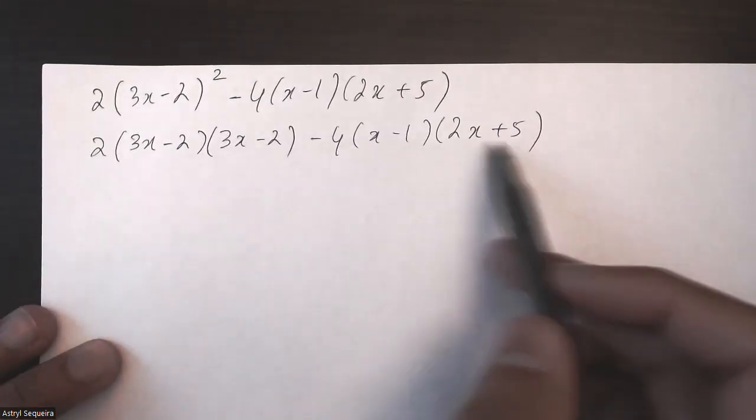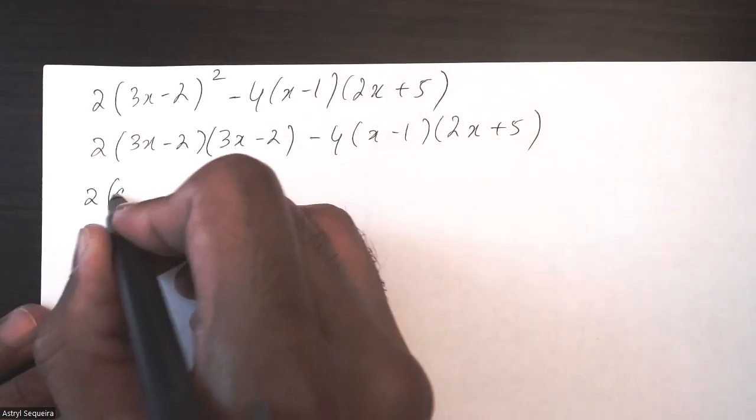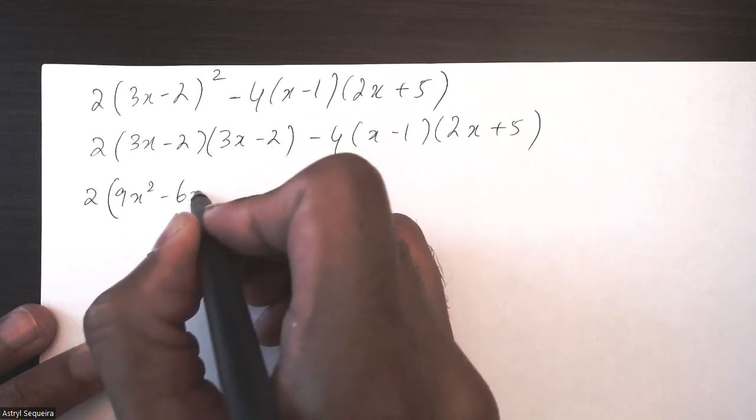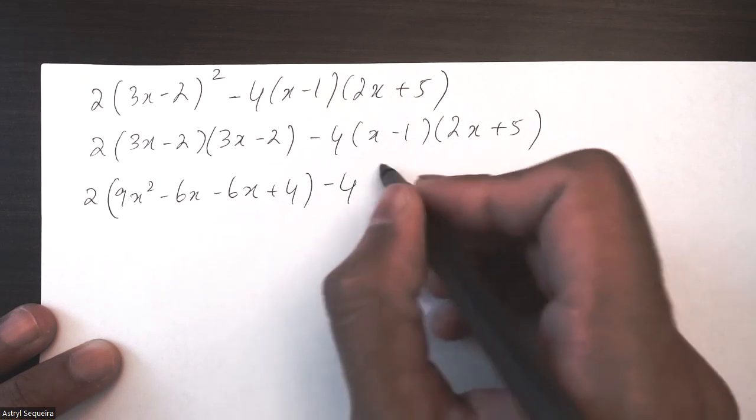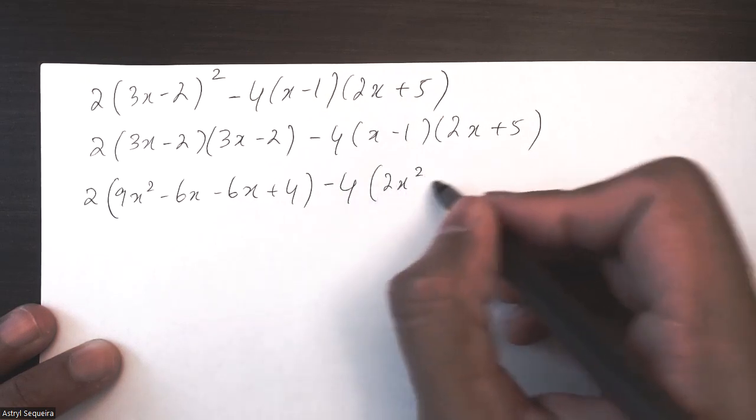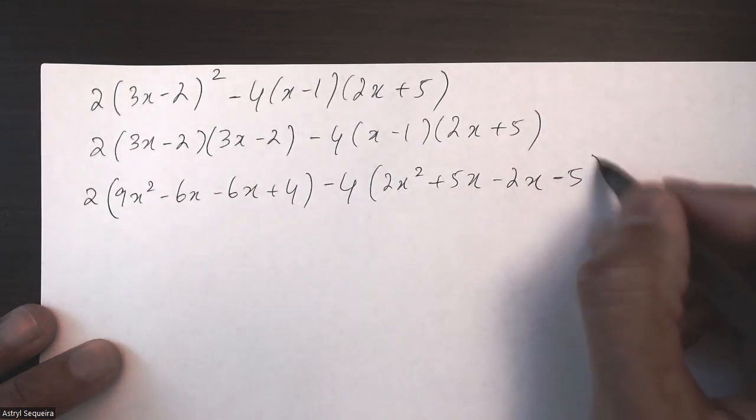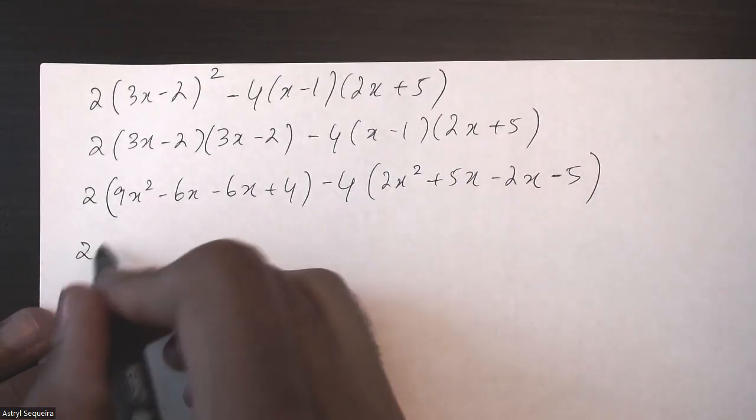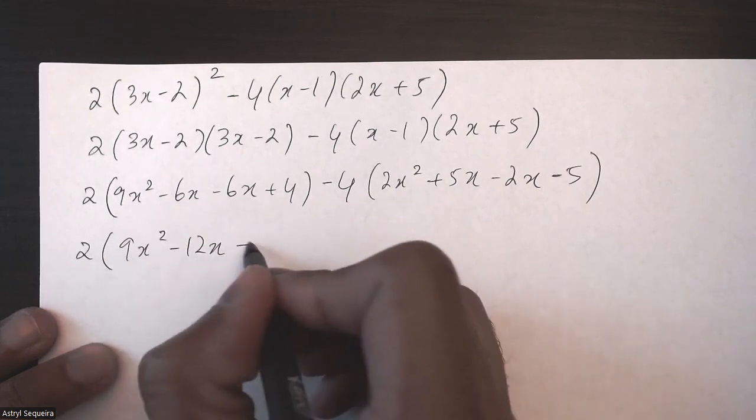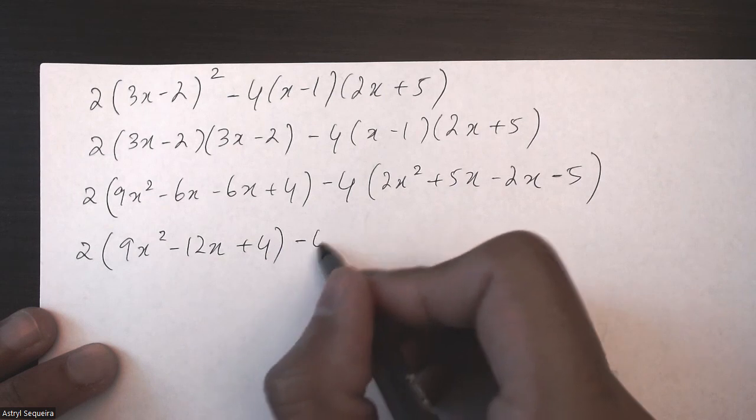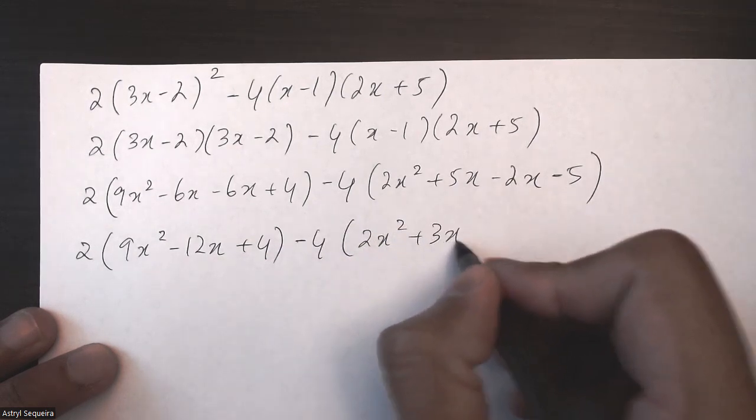I'm going to FOIL out the two brackets. I'll leave the numbers on the outside with a bracket. This is 9x squared minus 6x minus 6x plus 4. And this is 2x squared plus 5x minus 2x minus 5. I'll combine like terms in the bracket. So this becomes negative 12x. And this becomes positive 3x.